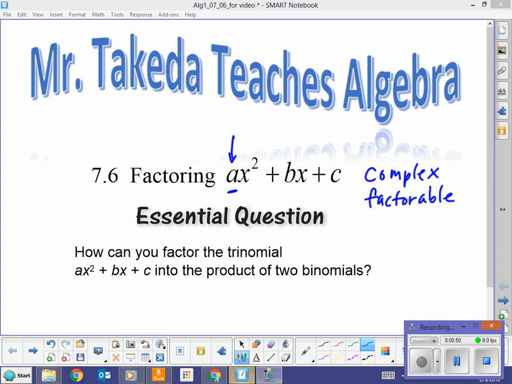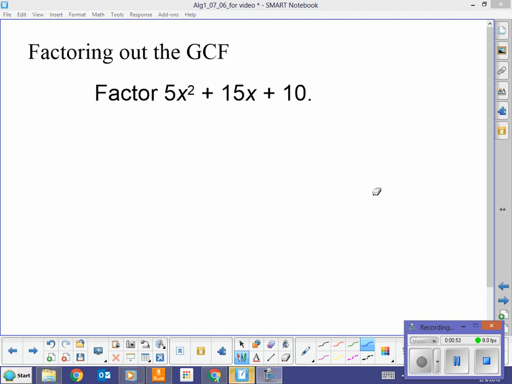Okay, let's take a look at an example here where we're going to just do this by greatest common factor first. This is a simpler way to do this. Now, they all can't be done this way, of course, but you always have to try this way first. As a matter of fact, the first thing you should always look for when factoring a polynomial is to see if you can reduce it by factoring out a greatest common factor. So for these three terms, 5x squared plus 15x plus 10, our greatest common factor is 5. That's going to leave me x squared plus 3x plus 2.